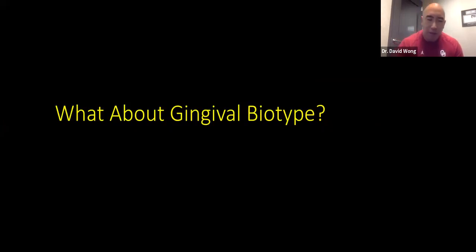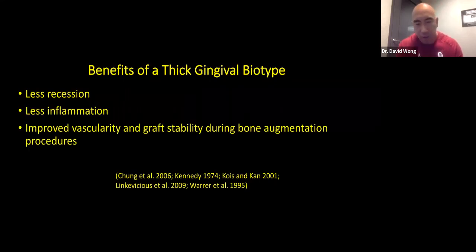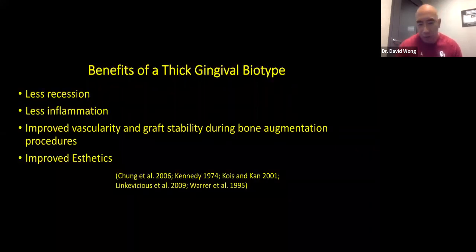What about gingival biotype? In general, we consider 2 types of gingival biotypes. You're either thick or you're thin. What do you want? Well, nobody wants to be thin. Everybody wants to be thick. And why is that? The benefits of a thick gingival biotype are that you have less recession, less inflammation. And the point I'm trying to make here is improved vascularity and graft stability during bone augmentation procedures. So that's the reason why I say rule number 3 is graft with soft tissue early. Do that early on. And people do disagree with me on that, by the way. It also improves your aesthetics when you have a thicker gingival biotype.